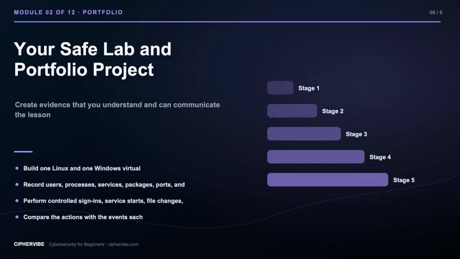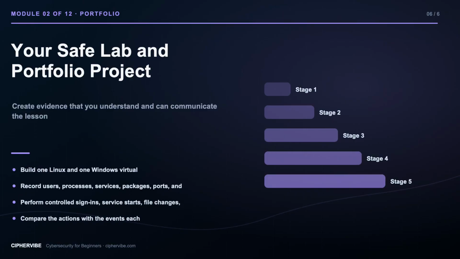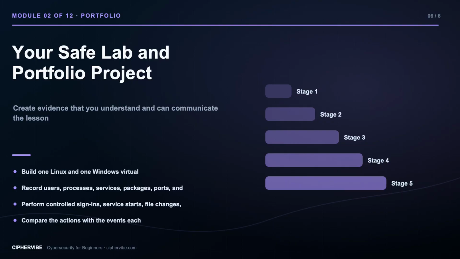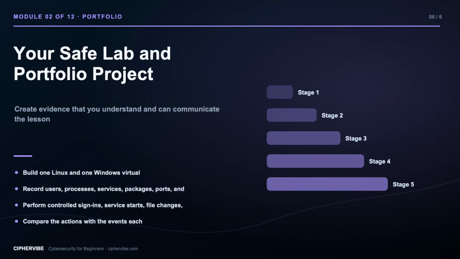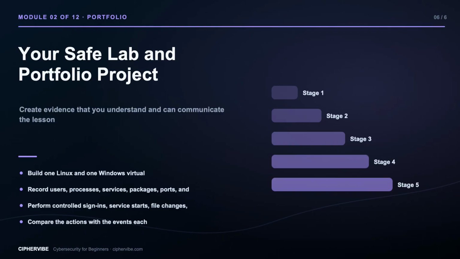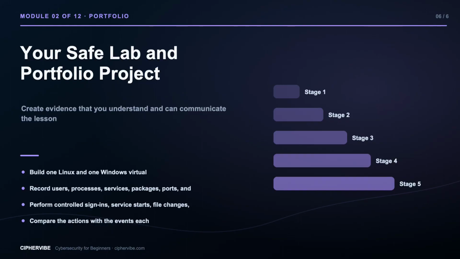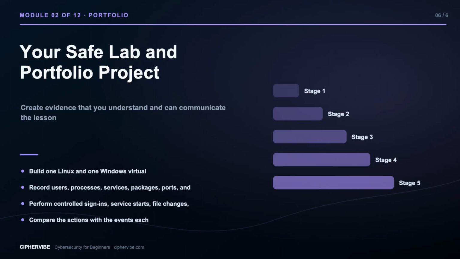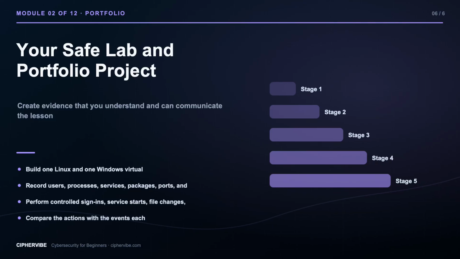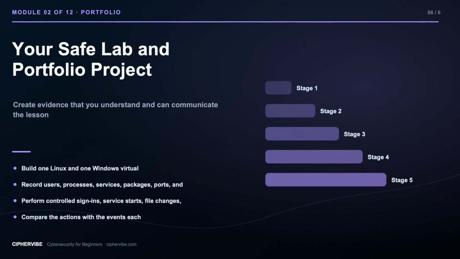Finish the lesson by creating a portfolio artifact rather than merely watching another explanation. First, build one Linux and one Windows virtual machine on an isolated network. Second, record users, processes, services, packages, ports, and log locations. Third, perform controlled sign-ins, service starts, file changes, and software updates. Fourth, compare the actions with the events each operating system records. Fifth, publish a concise system baseline report with screenshots and explanations.